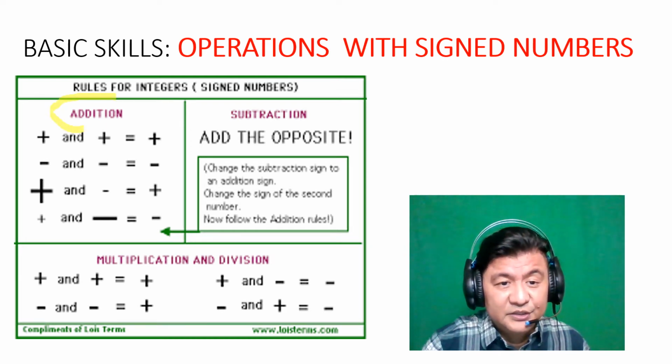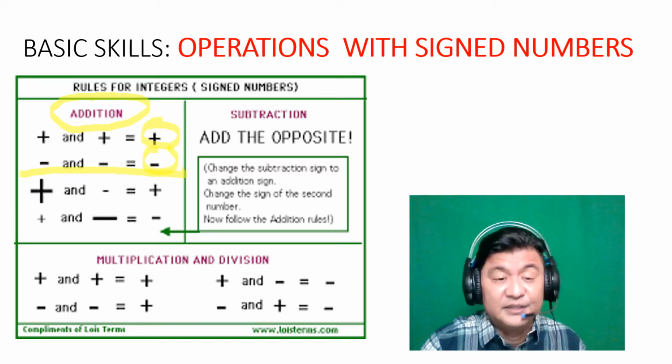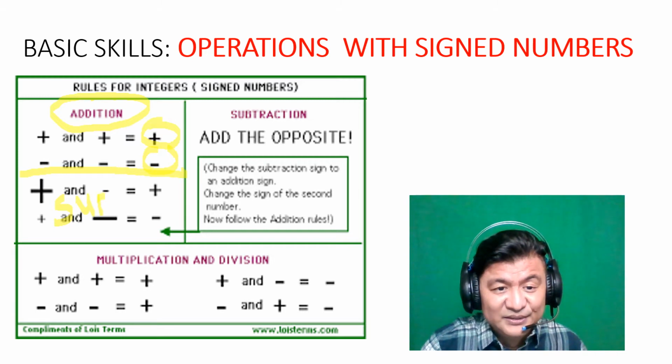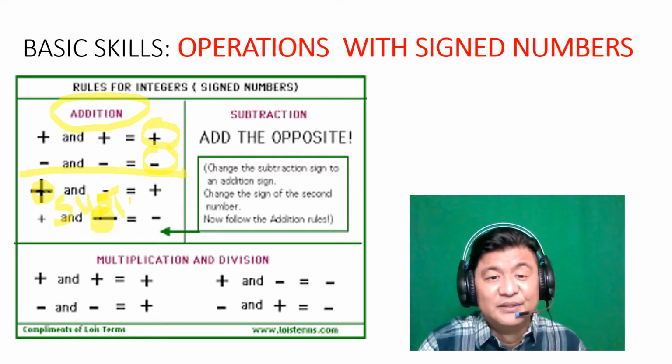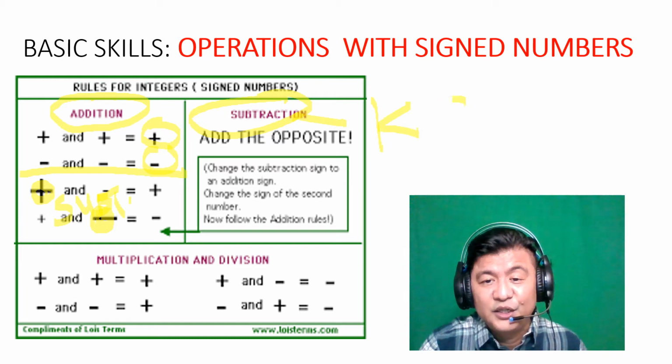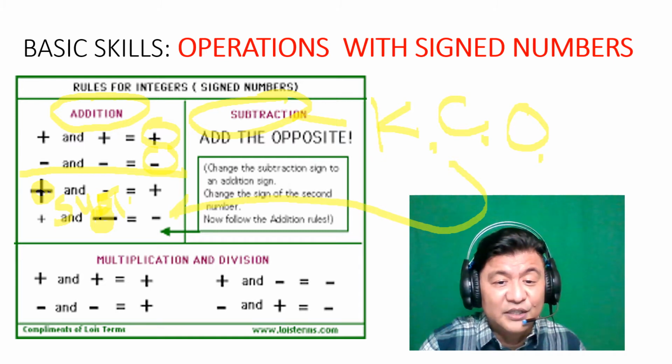Also, in the past, we learned how to do all the operations, add, subtract, multiply, divide of signed numbers. In addition, if they have the same signs, simply add them and copy the common sign. If they have different signs, you don't add them, you subtract the absolute values, but copy the sign of the bigger absolute value. And in subtraction, remember the letters KCO, keep, change, opposite, because subtraction is simply adding the opposite, and then you go back to the same rules.